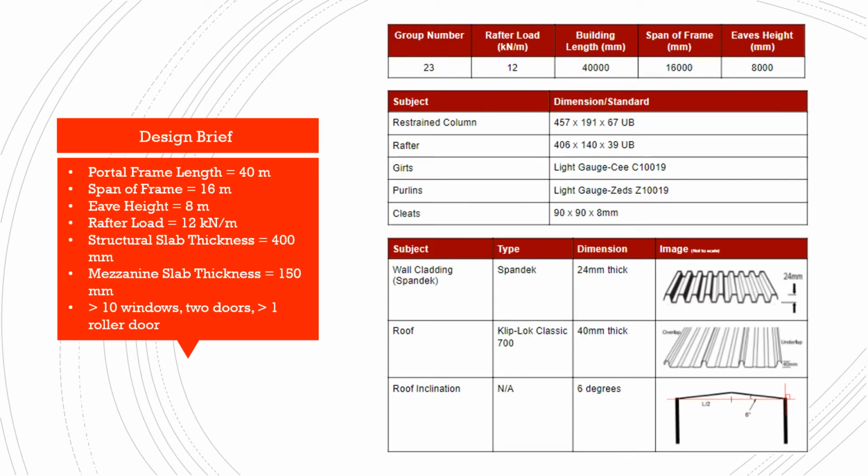Design brief. The portal frame length is to be 40 meters, the span of the frame 16 meters, the eave height 8 meters, the rafter load 12 kilonewtons per meter, the structural slab thickness is 400 millimeters, the mezzanine slab thickness is 150 millimeters. We must have greater than 10 windows, 2 doors, and more than one roller door. Further details are displayed on the right in the tables.